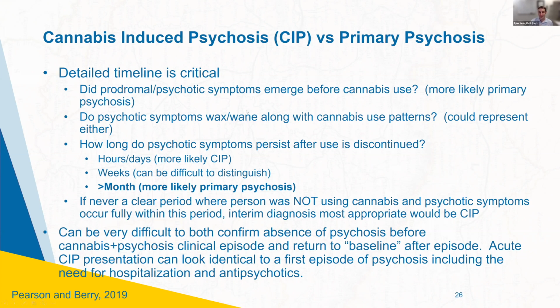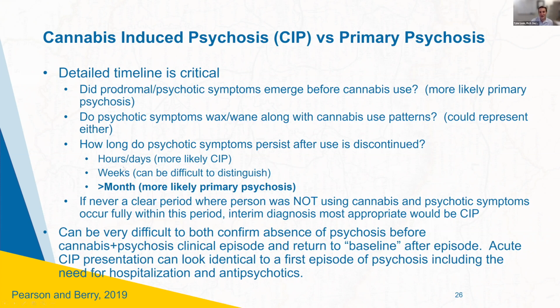If the symptoms go away really quickly, that makes us think this is more of a cannabis-induced psychosis. You get into weeks. Are the symptoms lasting weeks after they stopped using cannabis? Traditionally we might think that puts us in the direction of probably a primary psychosis. But I will say that this has become more murky lately with these really high potency variants of cannabis that people are using. If you're using wax multiple times a day, you have a lot of this compound in your system. It's taking a while to clear out.